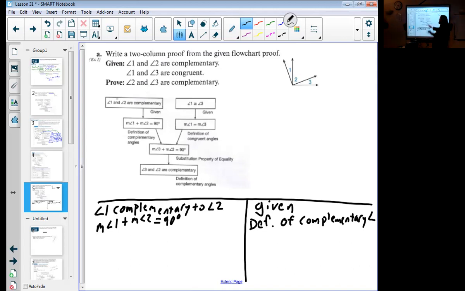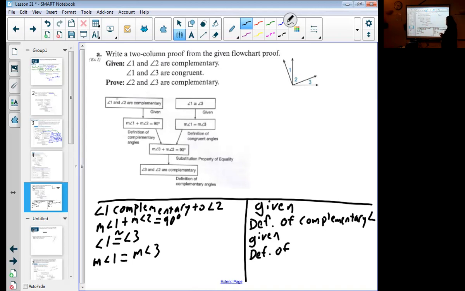So now we go to the other side. We have angle 1 is congruent to angle 3. We know that because it has been given to us. So now looking under that, we have measure of angle 1 is equal to the measure of angle 3. And we can say that because of the definition of congruent angles.